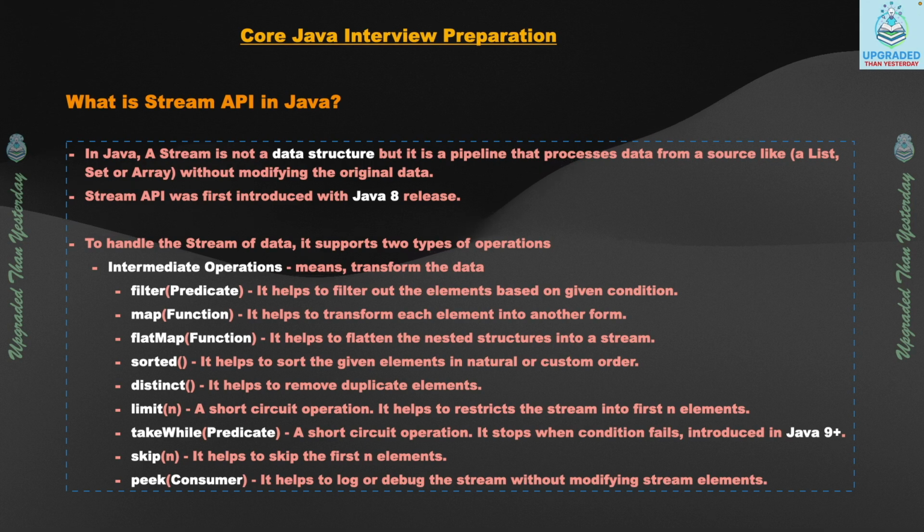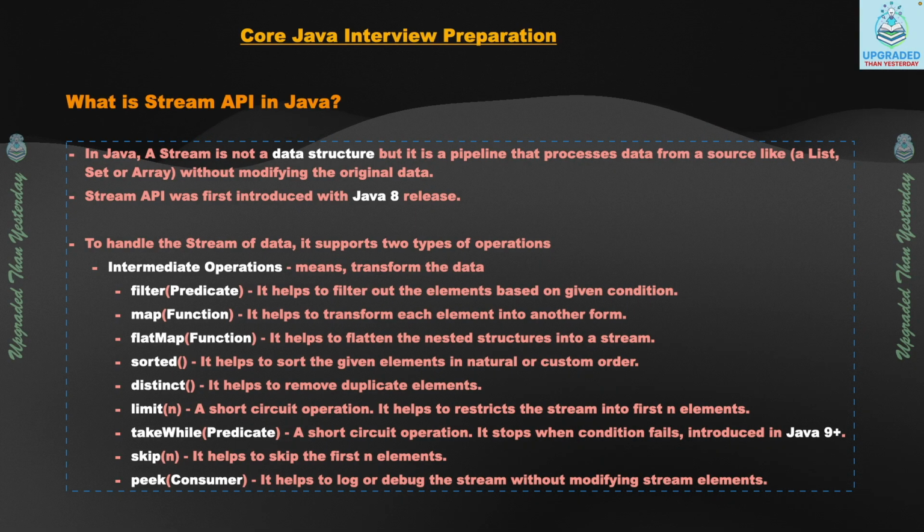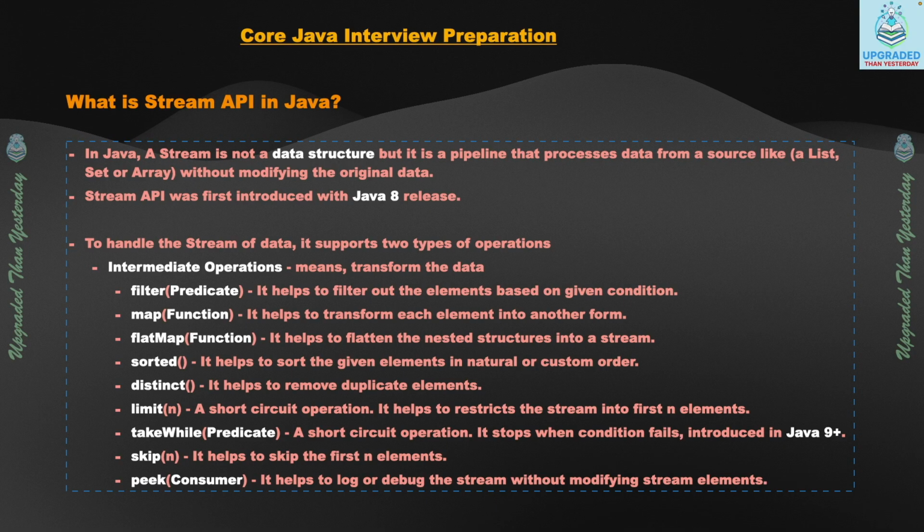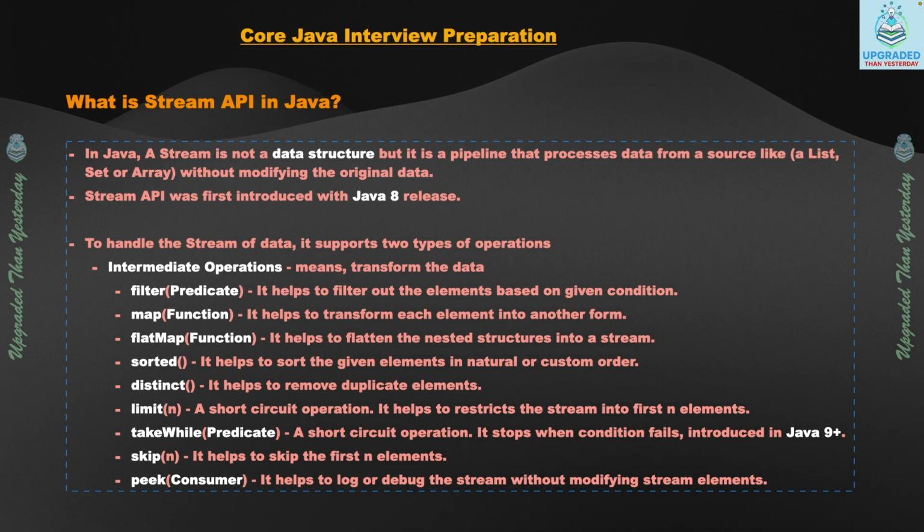Stream in Java does two types of operations, intermediate operation and terminal operation. The intermediate operations are used to transform the data of the stream, whereas the terminal operations are used to get the output from the stream. The stream uses a lazy loading strategy to improve the performance. The intermediate operation does not get executed until a terminal operation is called.